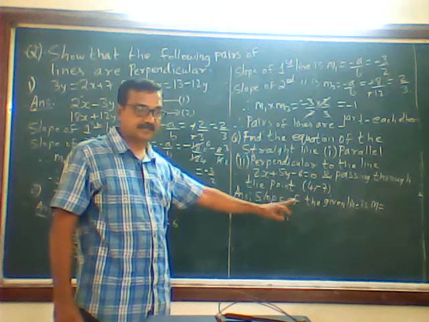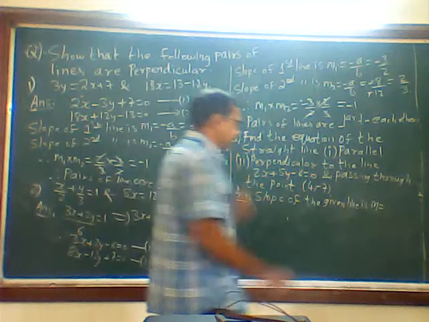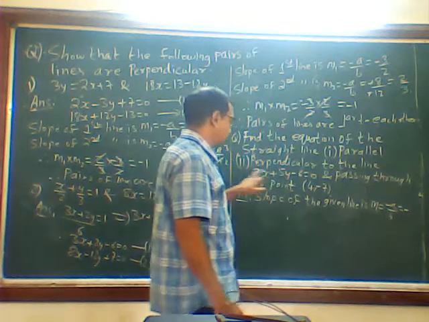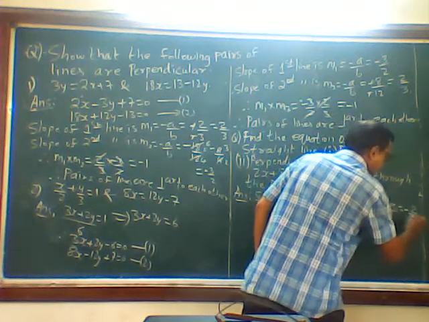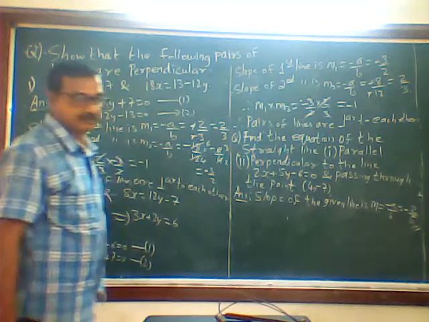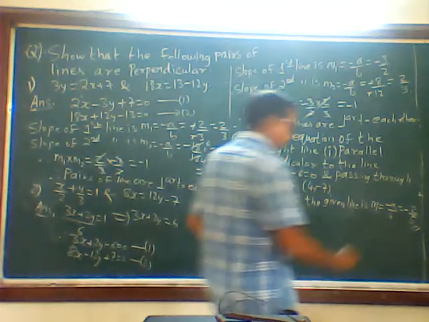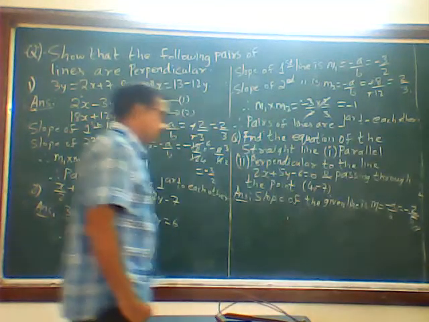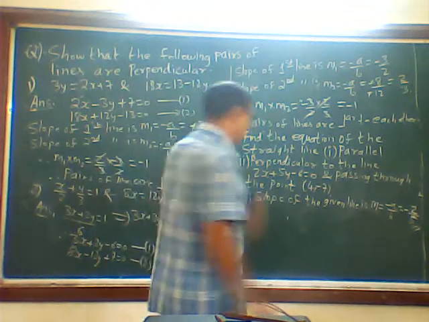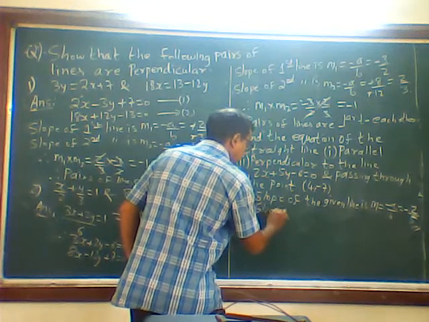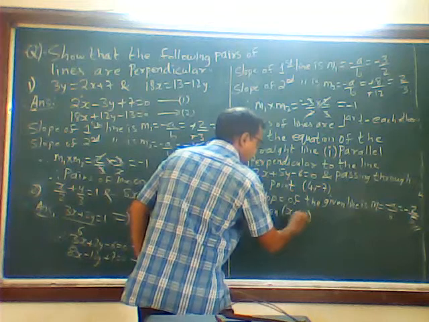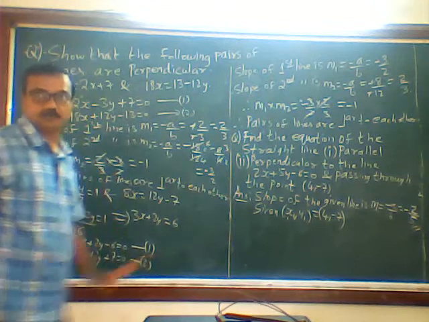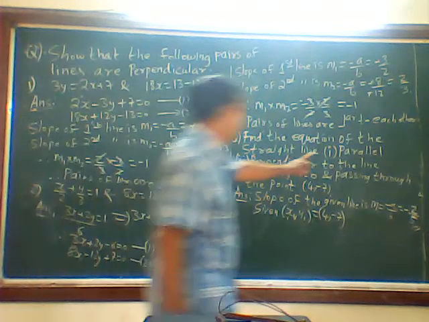Slope of the given line is m is equal to minus a upon b is the formula. What is a here? 2. b is 5. So it will become minus 2 upon 5. Now what is given? Point x1 comma y1 is equal to 4 comma minus 7. So these are the two given things. Now one by one we will come. First question is parallel.